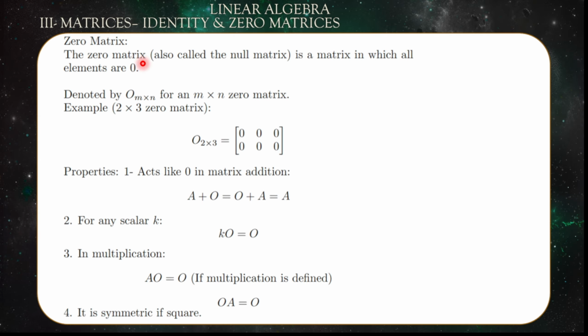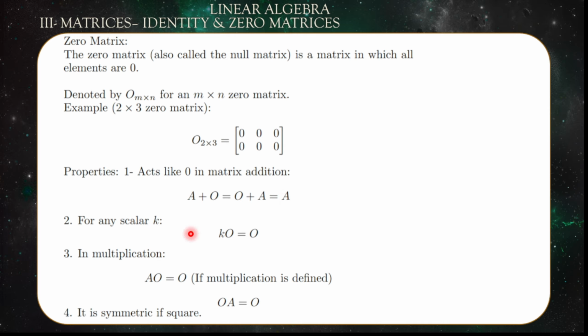Zero matrix, also called the null matrix, is a matrix in which all elements are zero, denoted by 0 m times n, where m and n are the size of this matrix, which should be the same size as the matrix that we're adding to or multiplying to. So m, n here in this case are 2, 3, or 2 rows, 3 columns. Properties: it acts like 0 in matrix addition, so A plus 0 is equal to 0 plus A equal to A. It's null, it doesn't change anything.